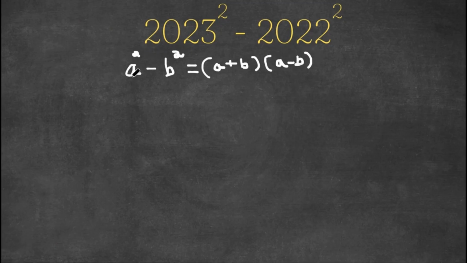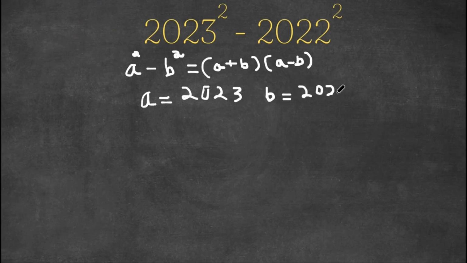So if we have something in the form a squared minus b squared, this is equal to a plus b times a minus b. Because if you end up multiplying these two, then this is what you'll get. So right here, we have 2023 squared minus 2022 squared. And as you can see, this matches up with a squared minus b squared, meaning a, in this case, is equal to 2023, and b is equal to 2022.